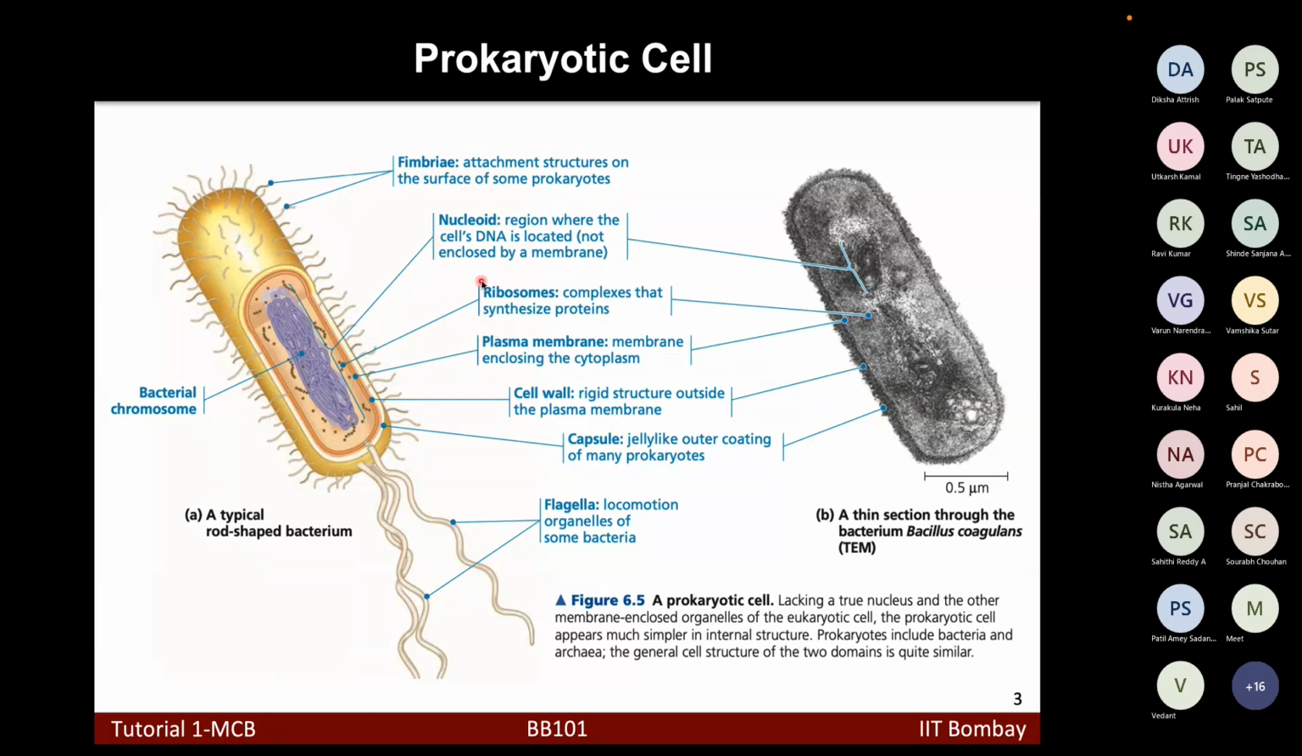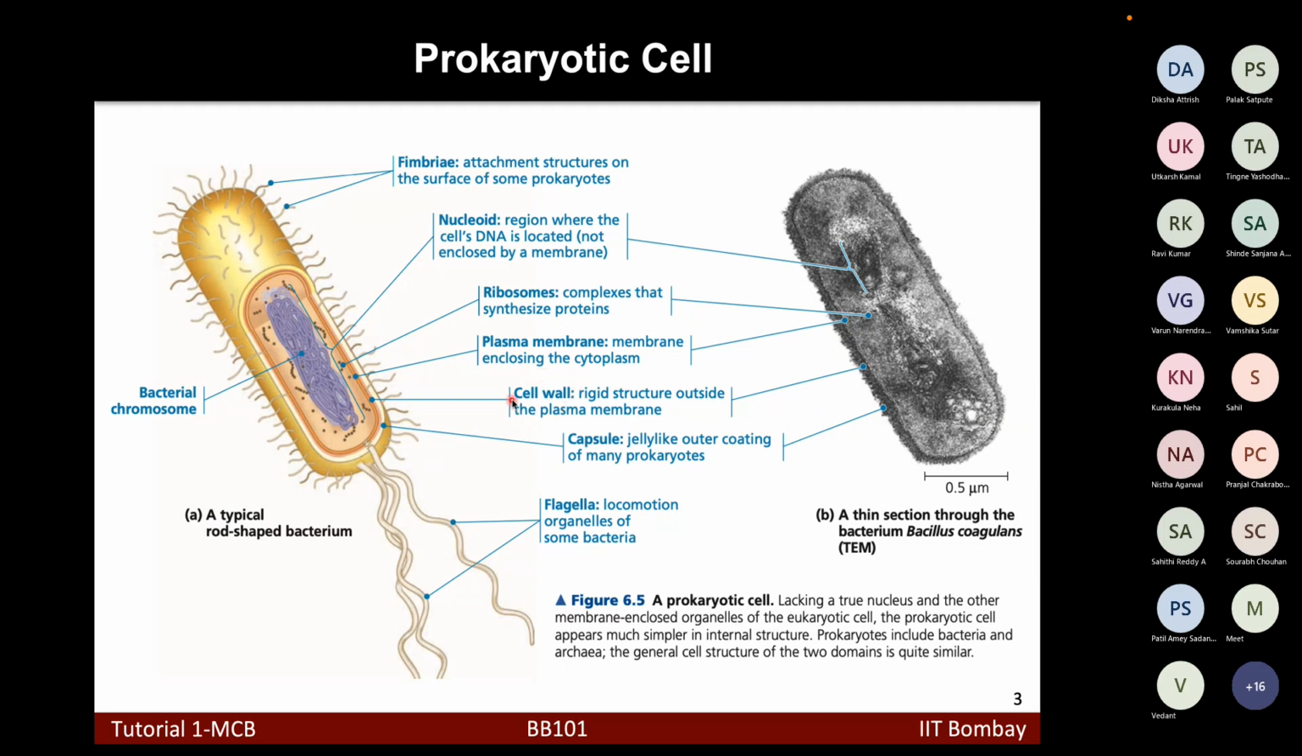Also, there are some organelles which are involved in synthesizing proteins. These are called the ribosomes. And the outer covering of the cell is called the plasma membrane. Outside the plasma membrane, there is a rigid structure which is called the cell wall.